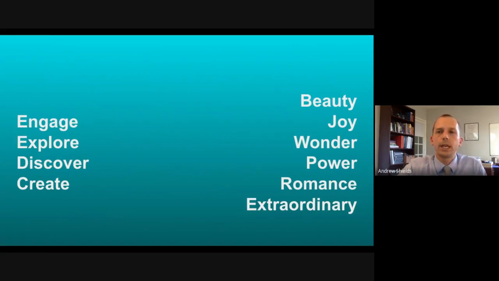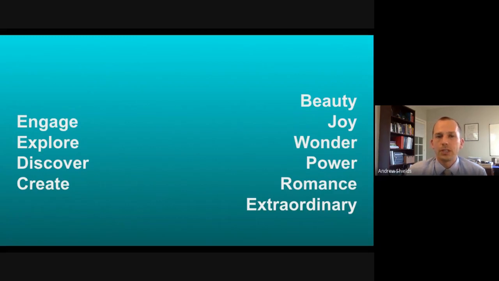And I really like Dr. Bowler's quote there, the last one, where she really lays out our task for us. She's explicit about that. And the way I like to think about that is, if we take some of the words that for me jump out over those last couple quotes, in order for students to experience the attributes of math on the right side, the beauty, the joy, the wonder, the power, the romance, the extraordinary, we as parents and educators have to provide opportunities for and encourage our students to do the things on the left. We have to give them ways to engage, to explore, to discover, to create.